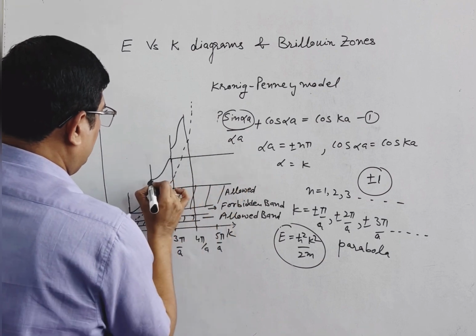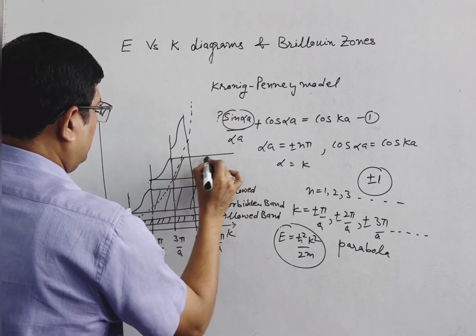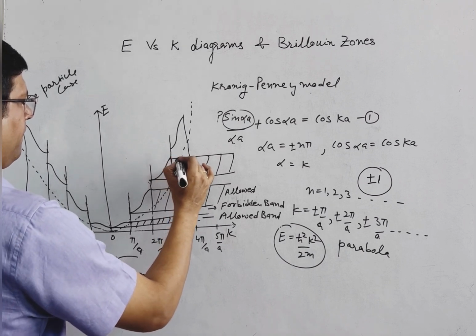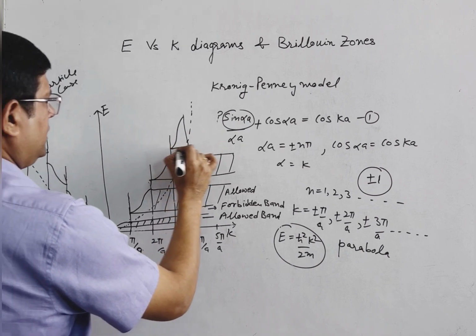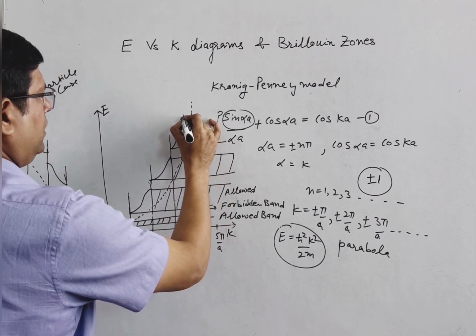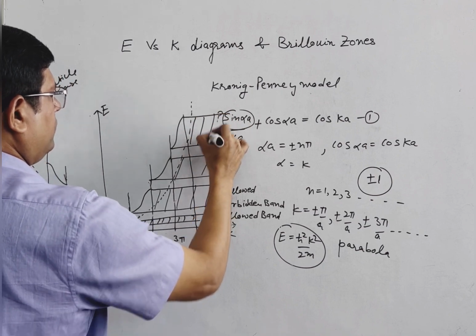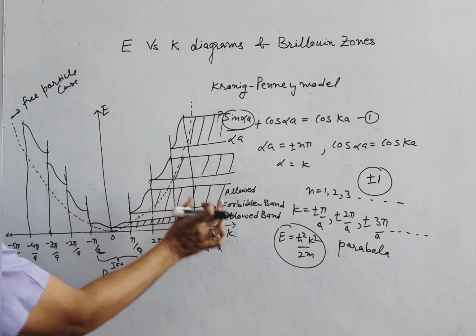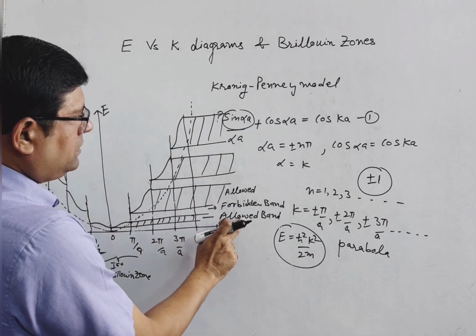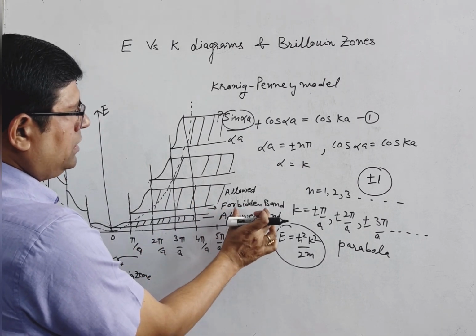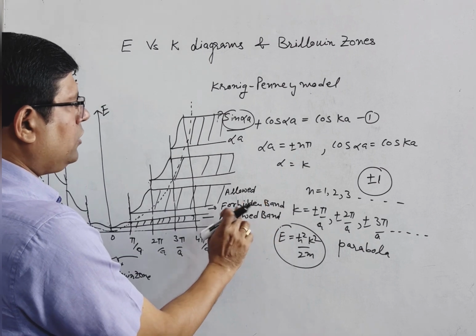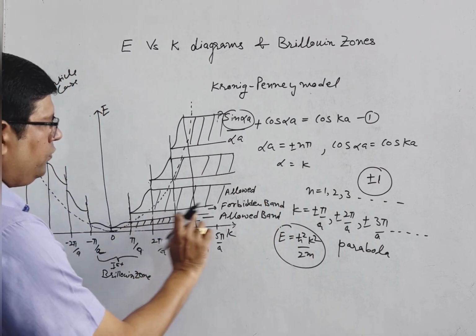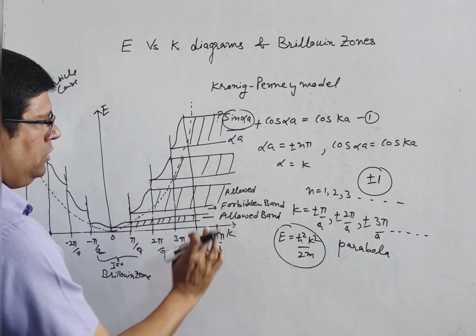Again, this is allowed band and this is not allowed. This is allowed. So you can see clearly here that allowed bands are separated by some not allowed band. They are called forbidden bands. The electron will not be allowed here.